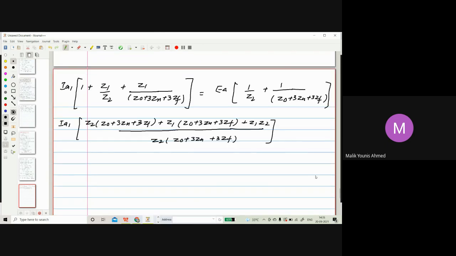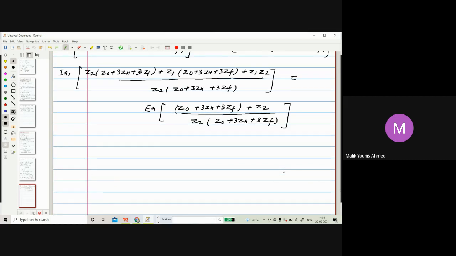So let me write the right hand side, which will be equal to EA, and this will be multiplying, the both terms will get multiplied there. So that will be Z0 plus 3Zn plus 3Zf plus Z2, divided by Z2, Z0, 3Zn plus 3Zf. So it is simple cross multiplication, nothing else. Now further simplifying it.